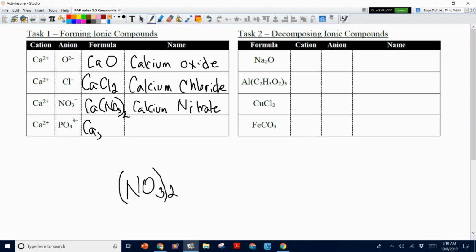All right, on this next one, we have Ca, and then we're going to have a subscript 3 for swap and drop. And then PO4, we're going to have to put in parentheses because we need 2 of those. We don't want it to look like 42. So the name of this is calcium, and then PO4 is a phosphate ion. So it's calcium phosphate. All right, so on your next column here, we have Na2O. All right, so the name of that is sodium oxide.